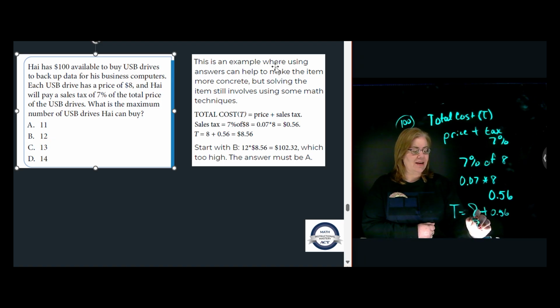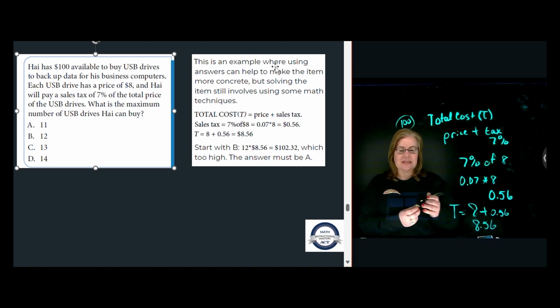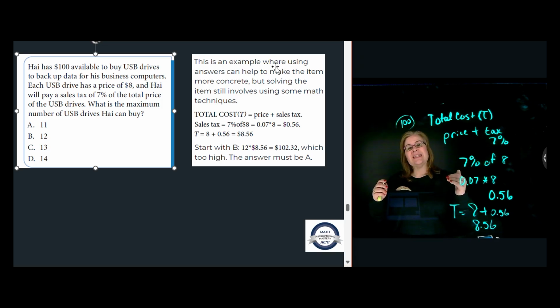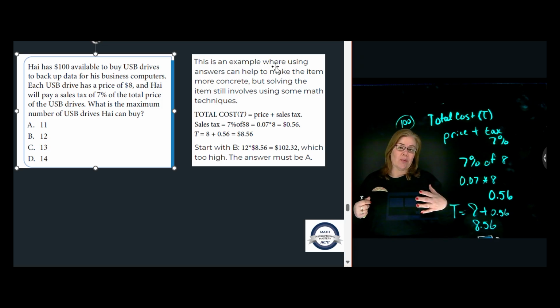So my total cost is $8.56. All right. So I'm going to start with B. That's 12. Sorry, excuse me. I'm going to start with B, which is 12 times that 8.56, which is $102.72, which is too high. So since the next largest number, which is 12, is too much, then I know exactly it has to be A.